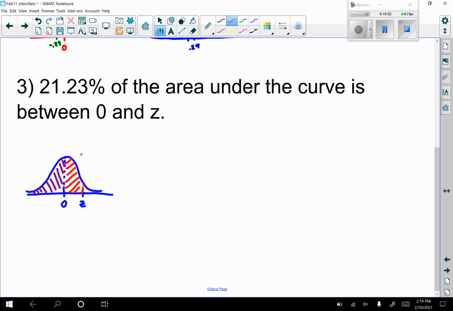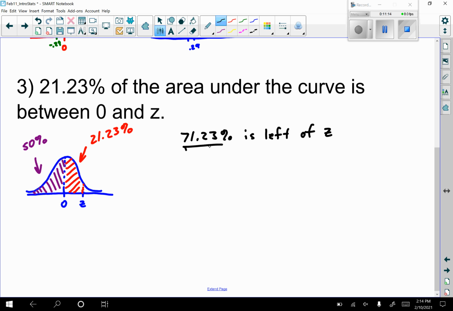So this portion right here is the 21.23%. And then over here, this is why we talked about this yesterday, this would be what? 50%. So really this means 71.23% is to the left of z. And then we can go from there. We would just type in 0.7123 into our calculator, and we should be getting 0.56.